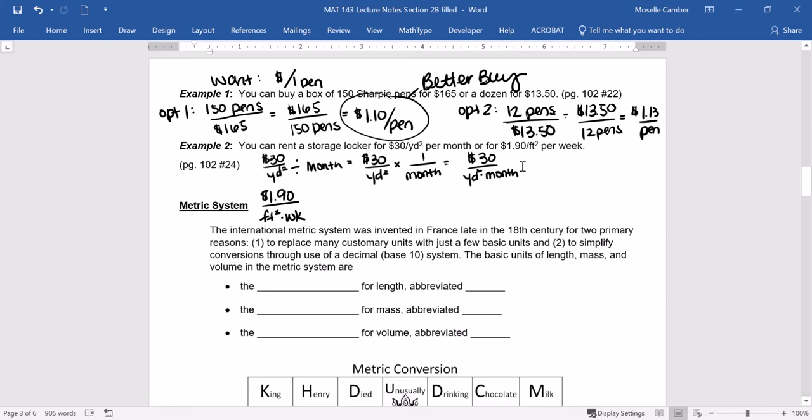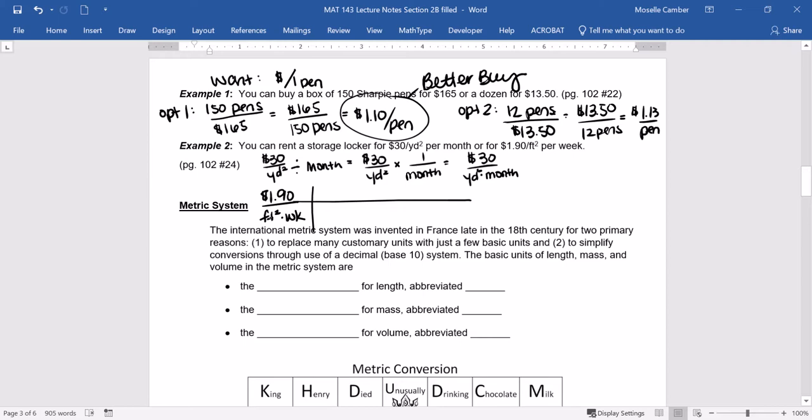Okay, so let's try to put this into square yards per month. Since that's the first one, we'll just keep the first one and fix the second one. So in this case, we know we want dollars and we want square yards per month. So I know I need to start with dollars, so I'm just going to go ahead and start with this one because it already has the dollars in the numerator. And I'm going to fill out the rest of the table here.